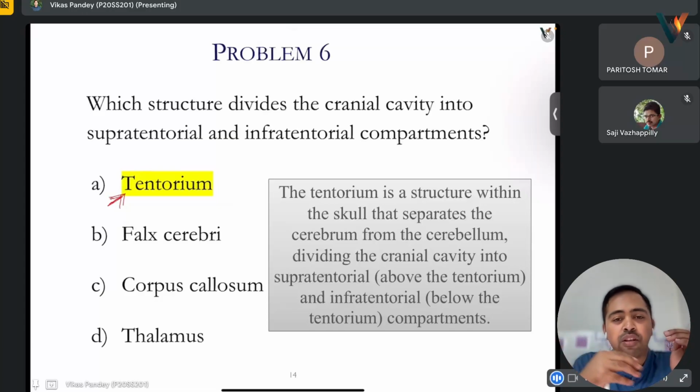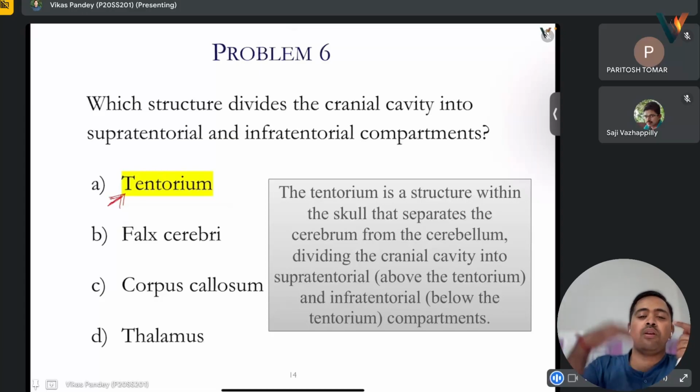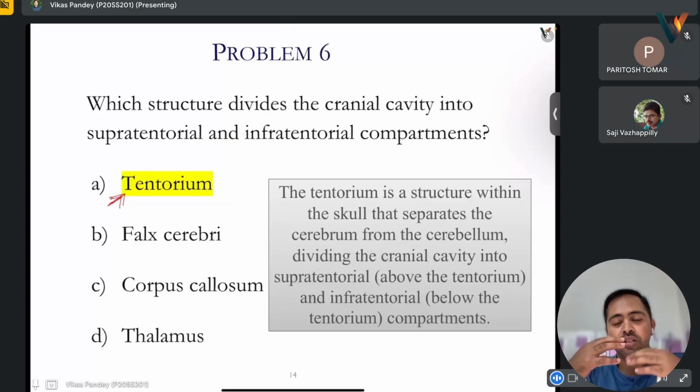Like at the starting of the lecture, sir was saying that supra means above and infra means below, or we can say supra means towards the top, and infra means towards the bottom or towards your leg. Okay, sir, so that's what I am saying.